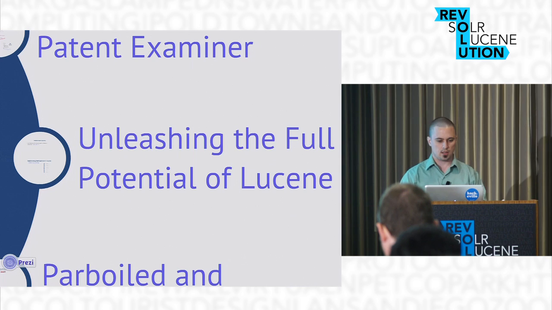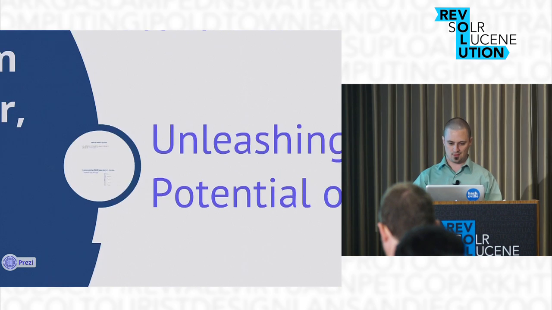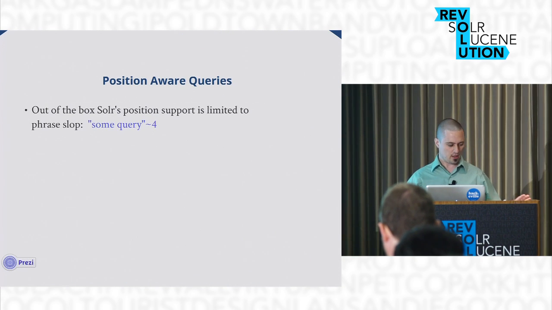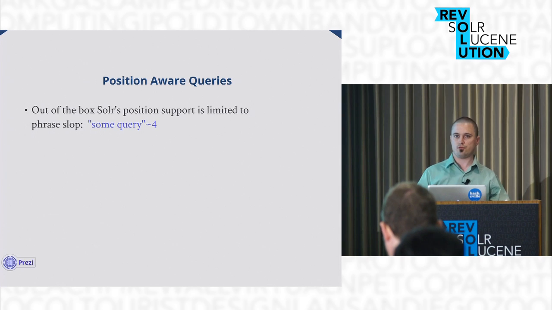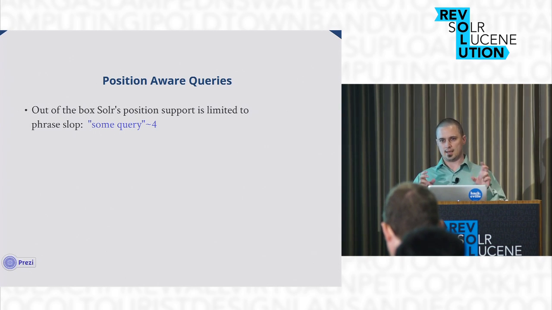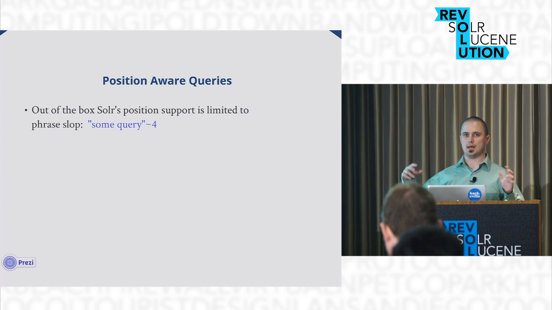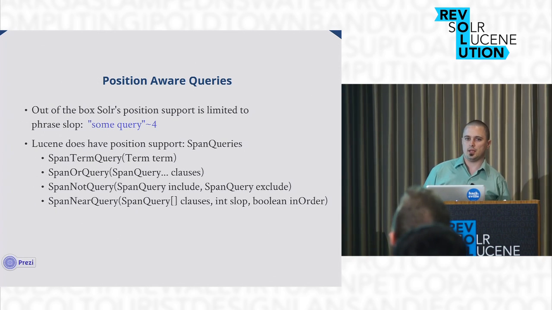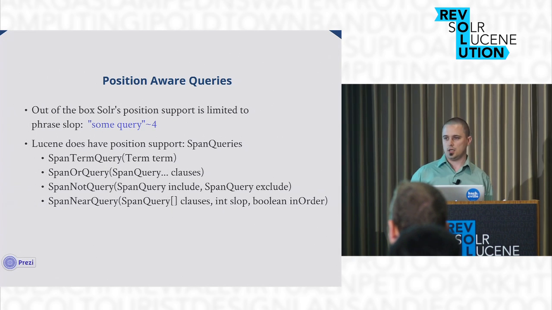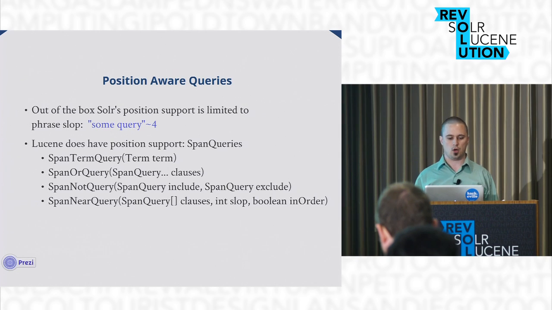So the question is, is Lucene up to the challenge? The gauntlet has been thrown. Right out of the box, Solr does come with some position support, but it's limited. Basically, it's phrase queries and phrase slop. You can't do any nesting, and the meaning of the slop is sometimes not as intuitive as you would think it is. But if you dig a little bit deeper into the Lucene code, Lucene actually does provide a very rich set of building blocks for position-aware search.